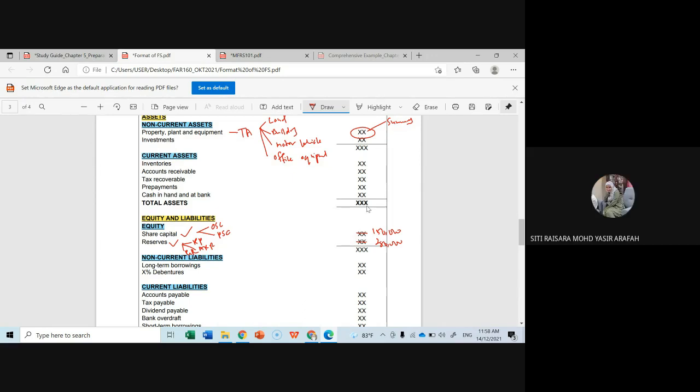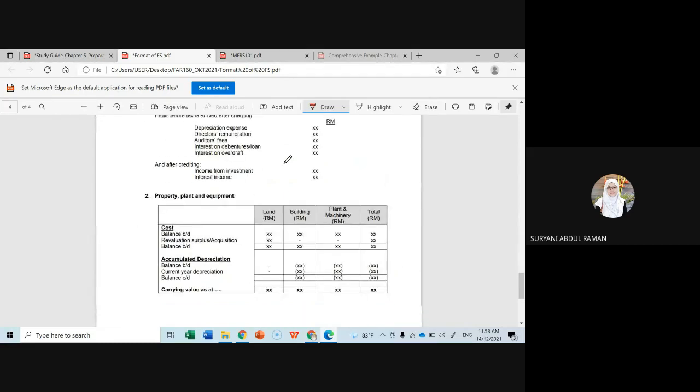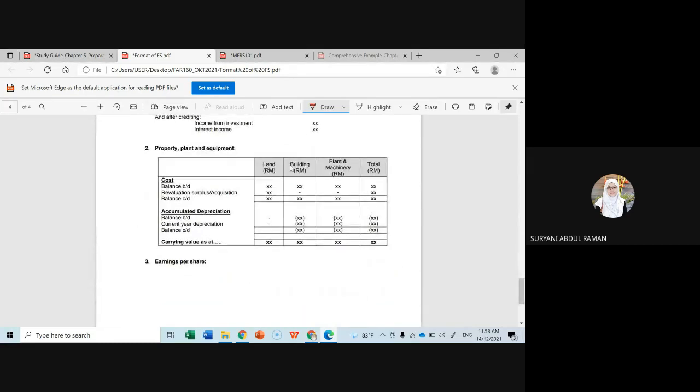Yes, madam. This is the same as property, plant, equipment just now. Let's say we have many tangible assets. What you need to do is prepare this note. I'm going to go directly to the notes. These are the tangible assets, meaning the assets that can be seen and touched. These are all the tangible assets.